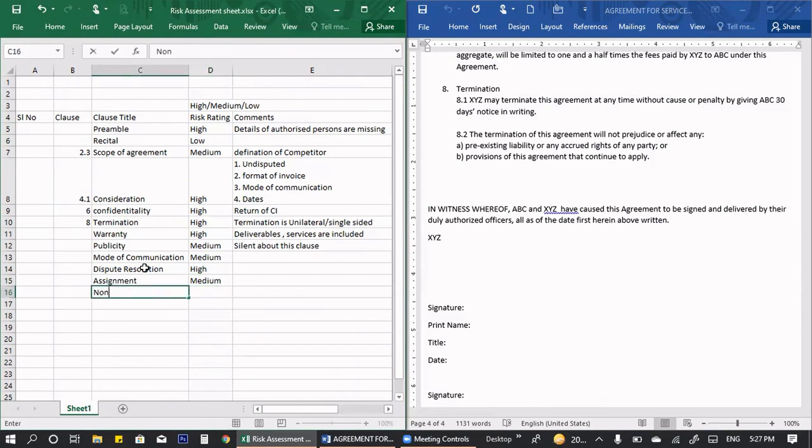And then they have not mentioned anything about a non-solicitation clause, or even a non-conflict clause. I would find it low because not everyone prefers to have this. So let me put it as low. And yeah, so these are the clauses. This is a demo contract risk assessment.